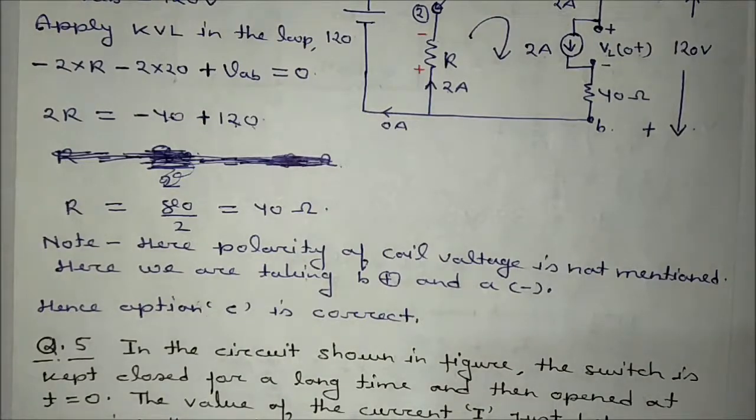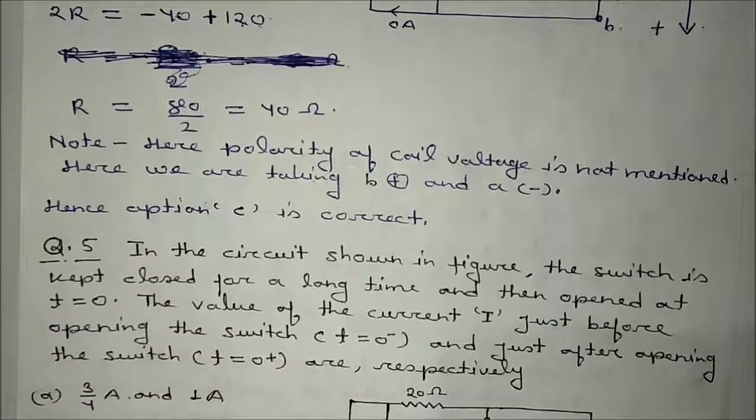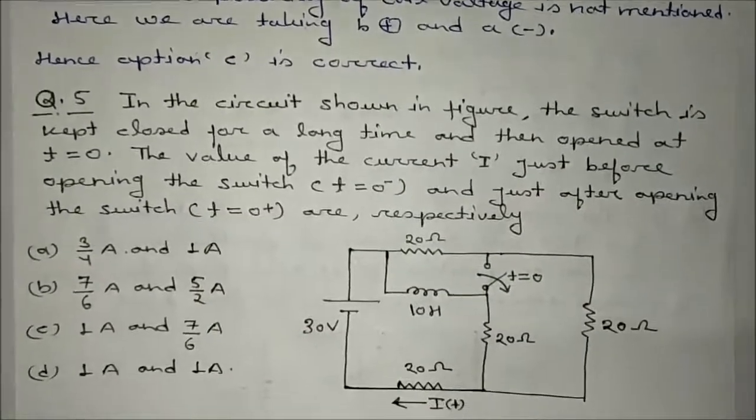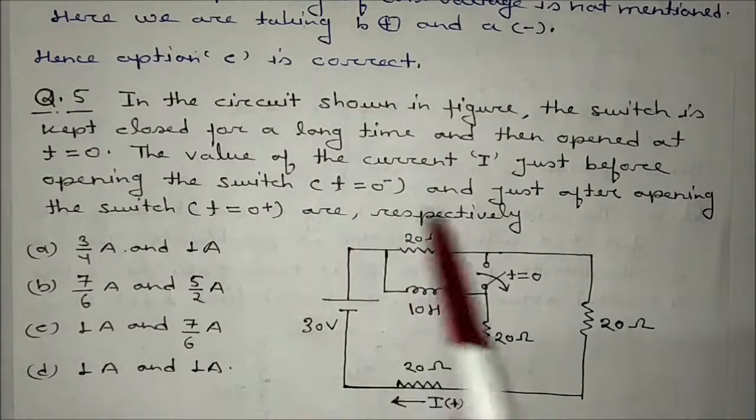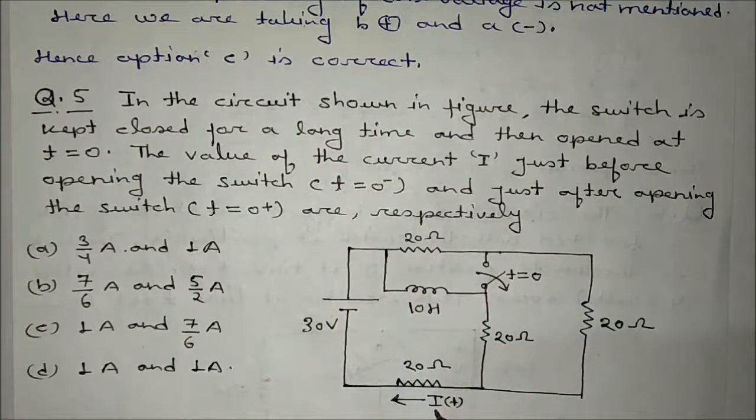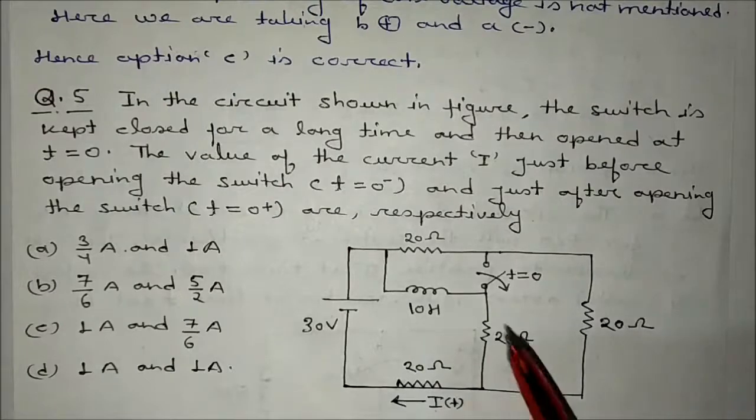Okay. So moving to next problem. What is the next problem? The problem is saying that in the given circuit shown, the switch is kept closed for a long time and then opened at t is equal to 0. The value of the current I, where is the I? This is I. Just before opening the switch, t is equal to 0 minus, it is asking about, and just after opening the switch, that is t is equal to 0 plus, respectively, it is asking about the I current. Okay. So it's a very simple one.